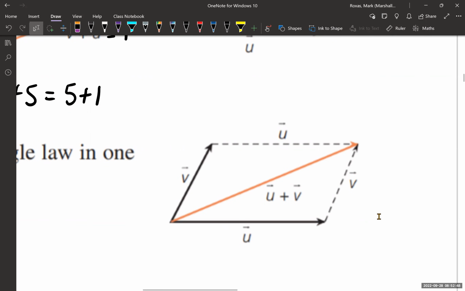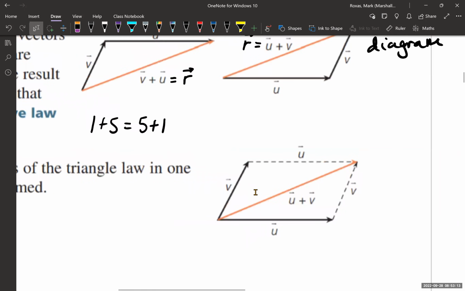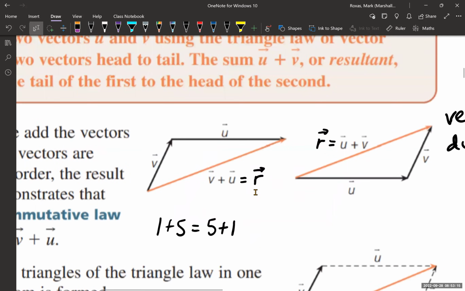And then I can draw a parallelogram out of that, right? So for vector V, I draw a parallel dotted vector over this side. And for vector U, I just draw a parallel dotted vector up over here. And I just create a parallelogram. And the diagonal of that parallelogram would be the resultant addition U plus V. So that's called the parallelogram law. And the first one's called the triangle law.